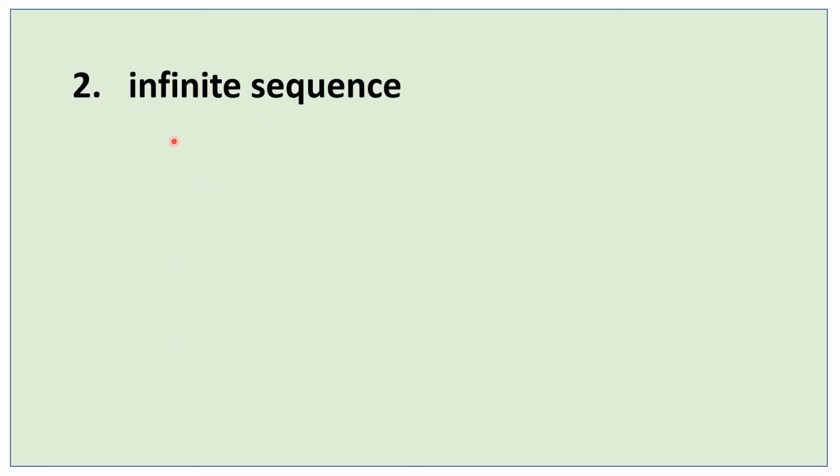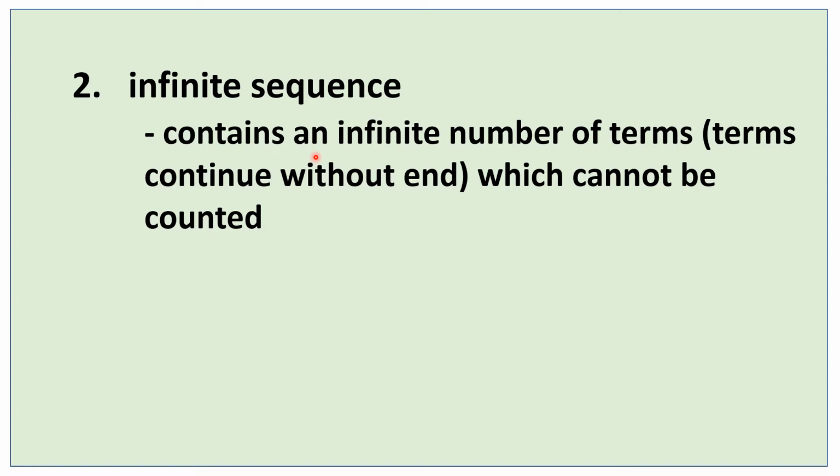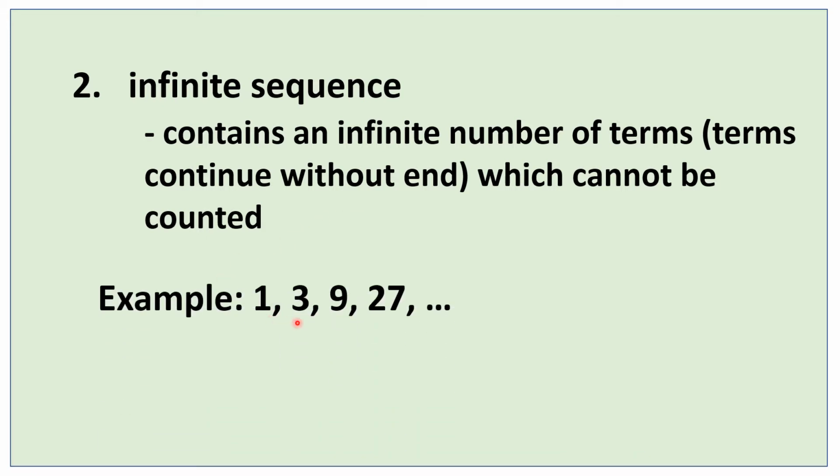Ang ikalawang type ay tinatawag na infinite sequence. So, it contains an infinite number of terms. Terms continue without end, which cannot be counted. So, example, 1, 3, 9, 27, and so on and so forth. So, ang ellipsis ay ang symbol na ang isang sequence ay infinite or hindi natin alam kung ano po ang katapusan. So, hindi natin kayang bilangin kung ilang terms ang meron sa sequence na ito.